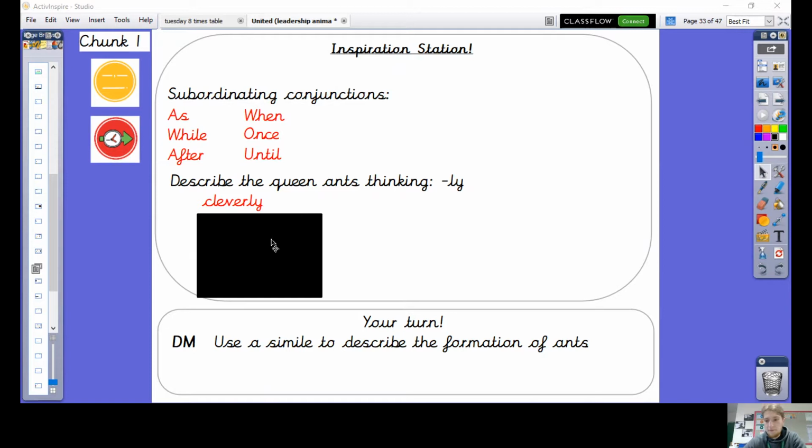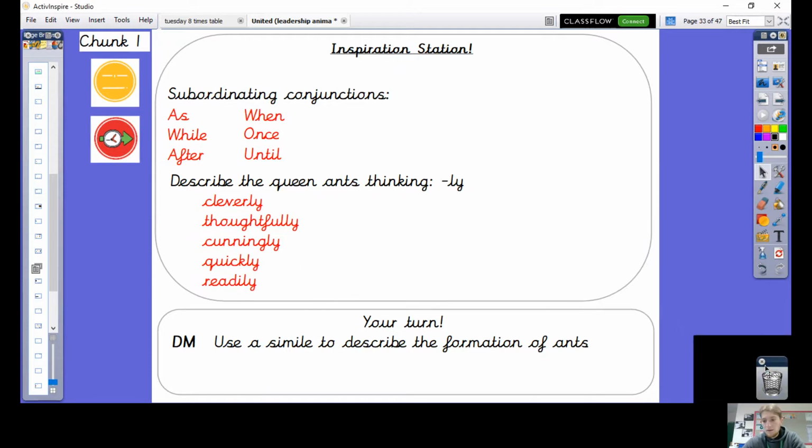Super. Right, let's go through some more words that I've got. It's totally fine if you've got some slightly different words. We all want our writing to be as individual and as unique as possible. So I've got cleverly, thoughtfully, cunningly. I like that word. Cunningly means that the ant's been very clever, very sneaky about the way that she's been thinking about her plan. Quickly is another nice one. She got all the ants in formation very quickly, didn't she? Into that ball shape. And readily as well, which is similar to quickly. So take a few of those if you want.